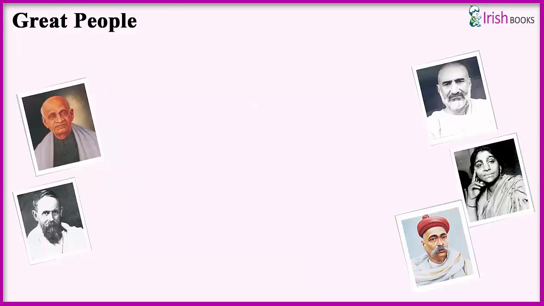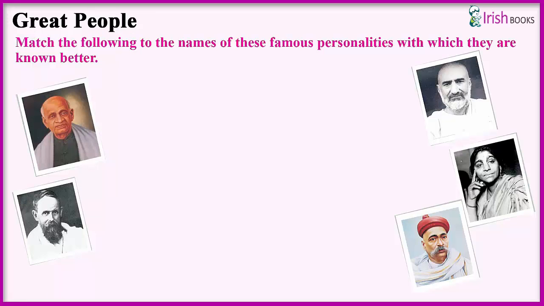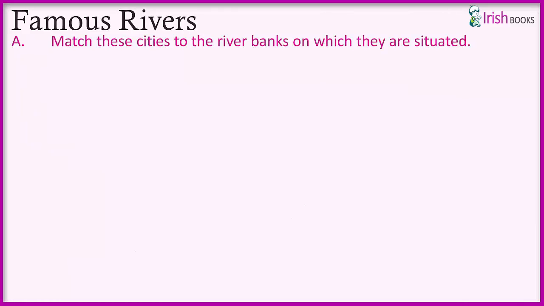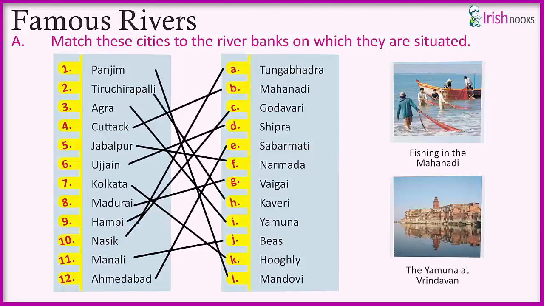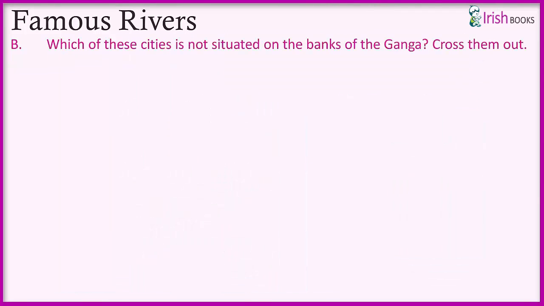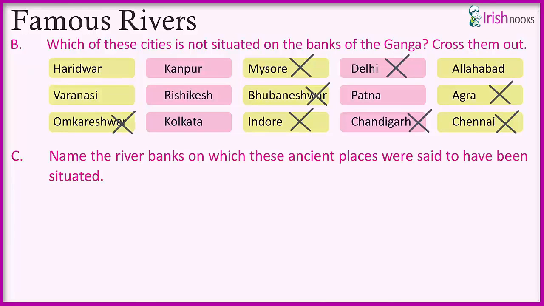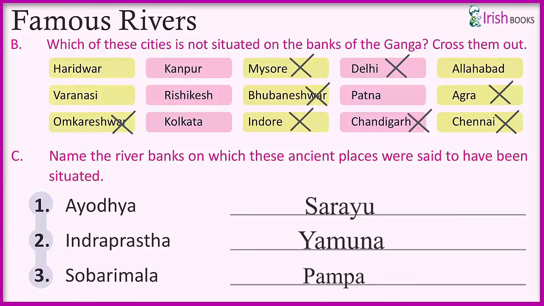Great people. Match the following to the names of these famous personalities with which they are known better. Column A, column B. Famous rivers. A. Match these cities to the river banks on which they are situated. B. Which of these cities is not situated on the banks of the Ganga? Cross them out. C. Name the river banks on which these ancient places were said to have been situated.